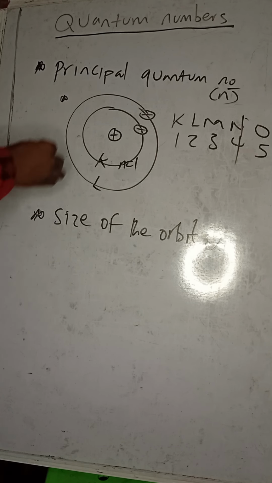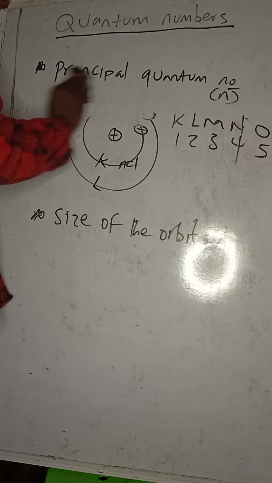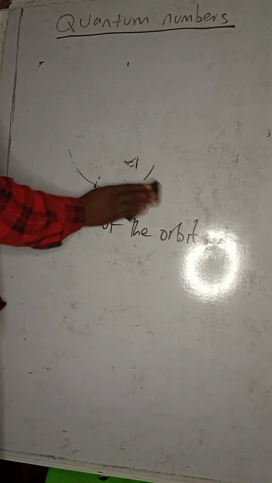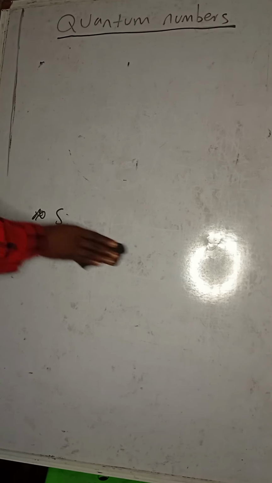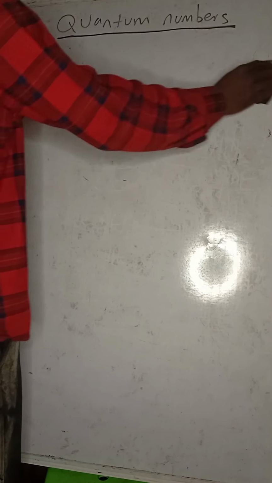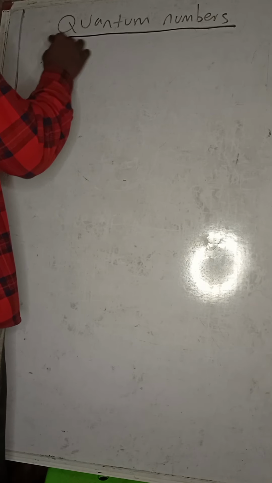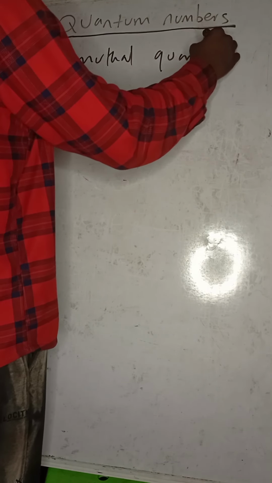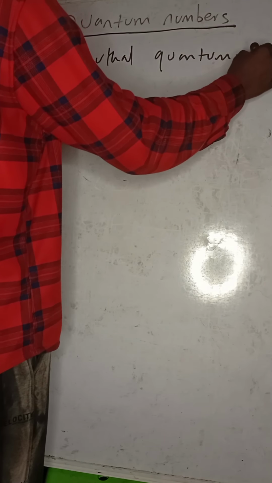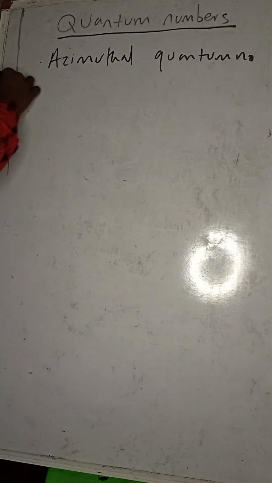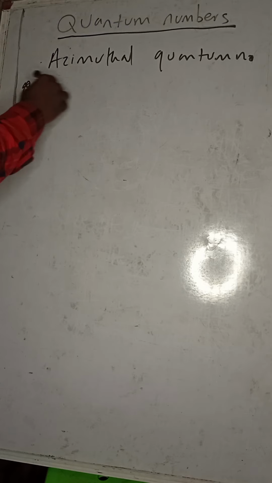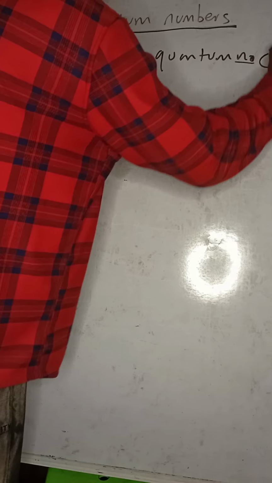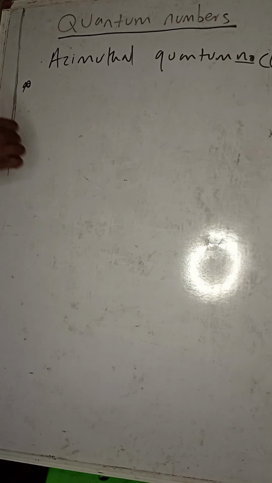So now we will dive into the next one, the azimuthal quantum number. When we get to the azimuthal quantum number, it becomes more interesting. Now, this one represents the subshell. One thing you should take note of: the symbol for the azimuthal quantum number is l. Yes, it's actually a small letter l.